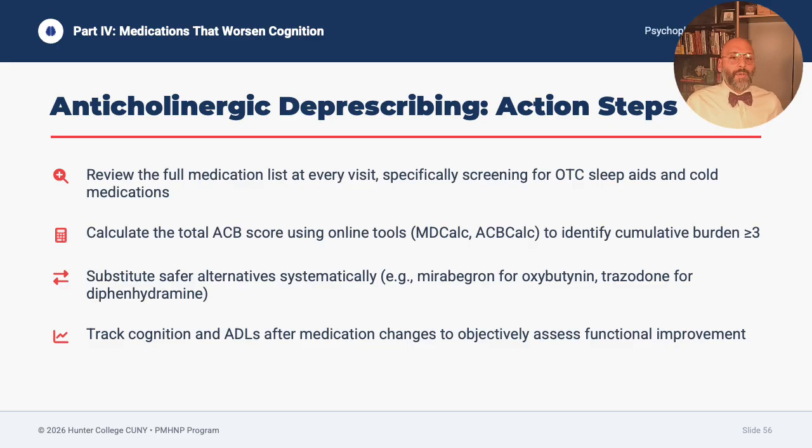Third thing you want to do is substitute systematically. Don't just stop, replace. So mirabegron instead of oxybutynin, trazodone instead of diphenhydramine. And then step 4, you want to track outcomes. So you want to follow cognition and activities of daily living after the medication changes. So this turns your deprescribing into a measurable intervention, not just a theoretical good idea.